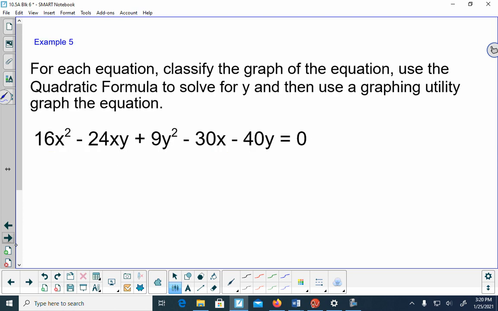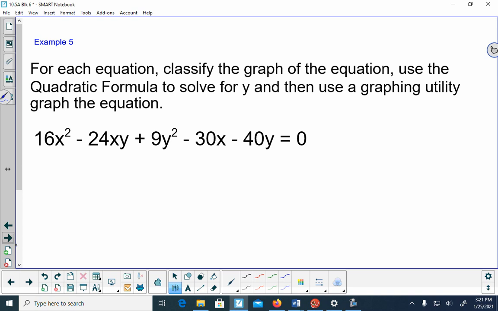So example 5, and I put this on for a reason. This is basically copied word for word from what your homework has. I can't remember the numbers, but on your homework sheet, it'll just have A. I think it's like 41A, 37A, whatever they are. You are just doing part A, and part A is classifying the graph of the equation.